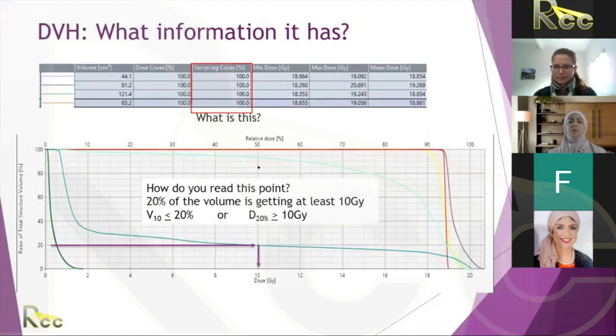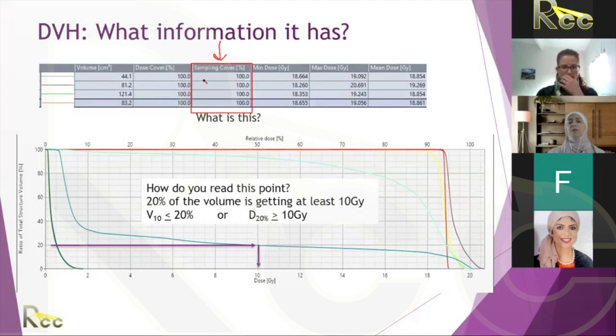All right, one more piece of information that we can get from the DVH. Sometimes, if you pay attention to all those numbers that you have, you find something called a sampling coverage. The actual name is TPS dependent. Do you have Pinnacle? Do you have Oncentra? Do you have Eclipse? Do you have Monaco? But you would see something like this, sampling coverage. And it should always be 100%.